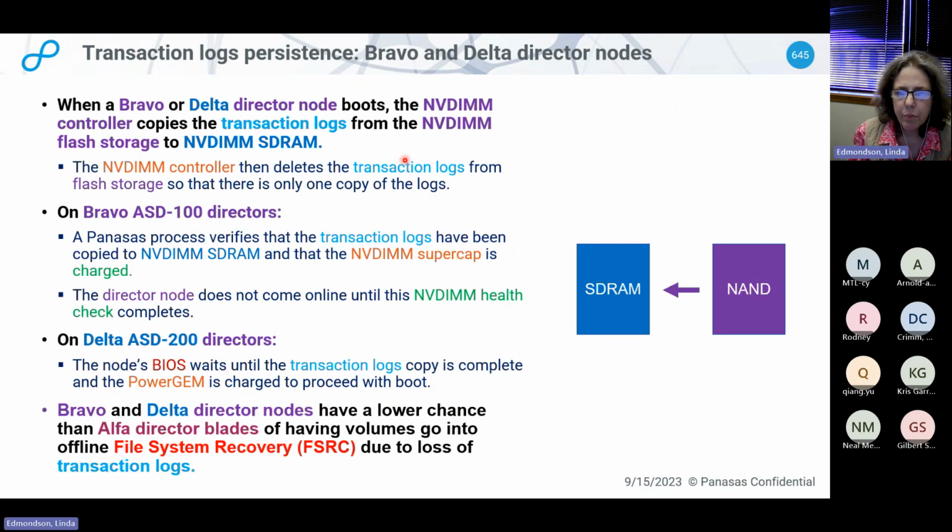When the nodes boot, the NVDIM controller copies these transaction logs back from the flash storage on the NVDIM into SD-RAM, and deletes the copy on the flash. On Bravo ASD100s, this happens while the node is on the network, but it does not come online until this is complete. On the ASD200s, like the ASU nodes, all of this happens in BIOS. You don't see it.